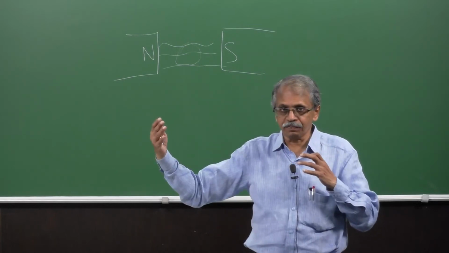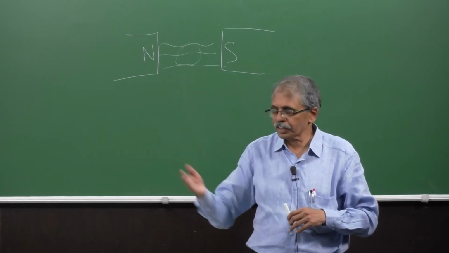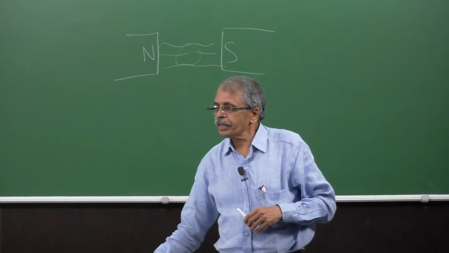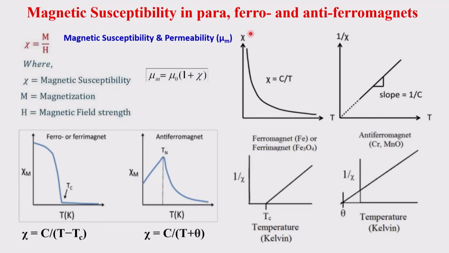Of course you can apply the field and also do it, but that's a different experiment, for some other reason which I will explain to you later. So these are the behaviors you can get: for paramagnetic, a simple quenching kind of value or increasing values; a sudden increase for ferromagnetic; and a sudden decrease below a temperature for the antiferromagnet. So these are the kinds of things that are very important.